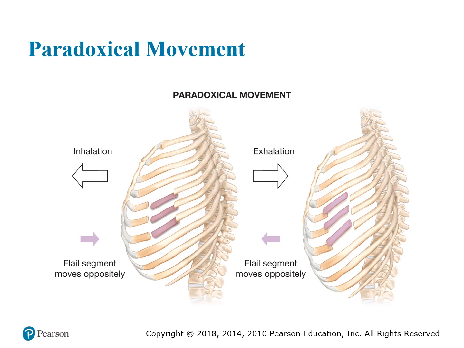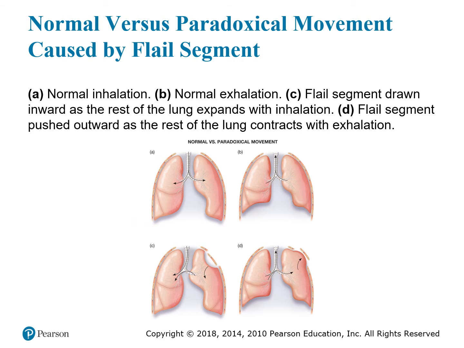Here's an example of paradoxical motion. Again, just this section that's free floating is going to be moving in opposite directions of the chest wall. Now this is showing you the effects on ventilation and expansion of lung tissue. You see this section here, which would normally expand as we inhale, is not able to fully expand due to compression of lung tissue. So we're not going to have good oxygenation there.